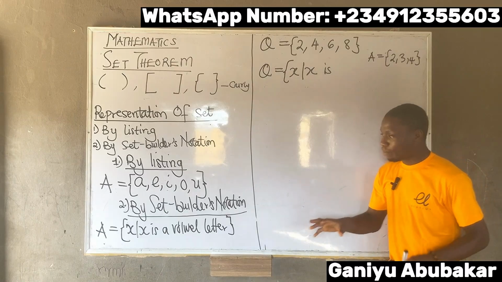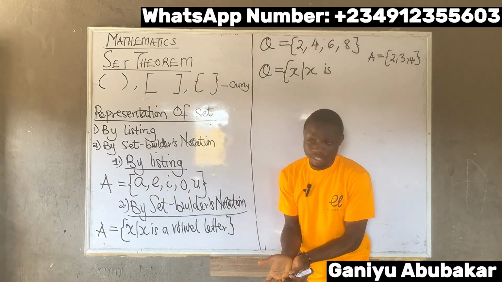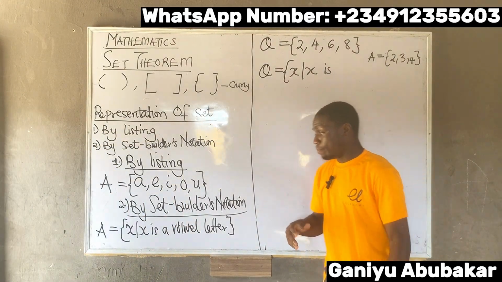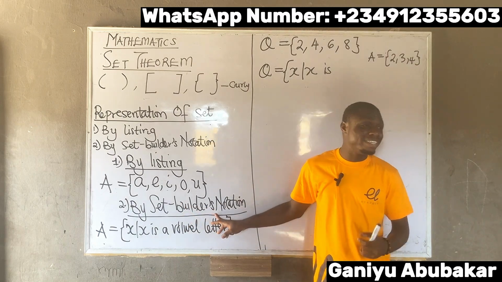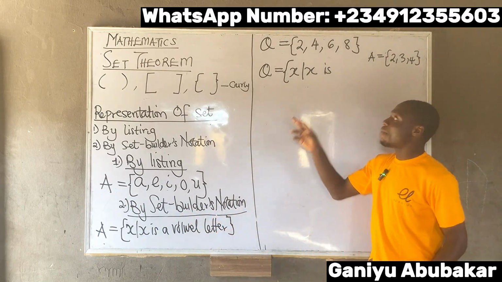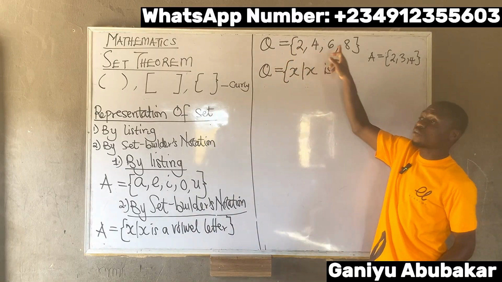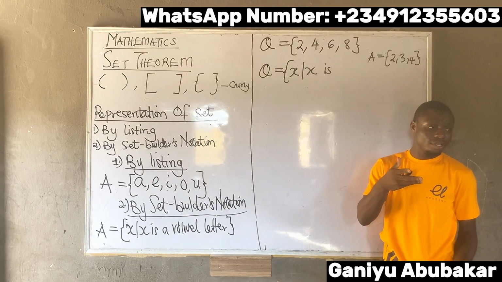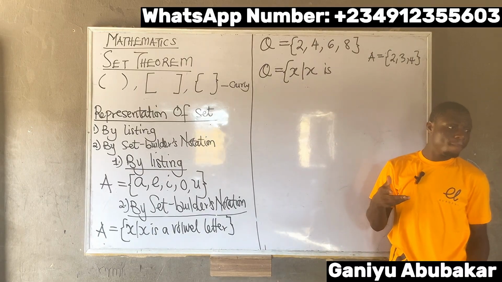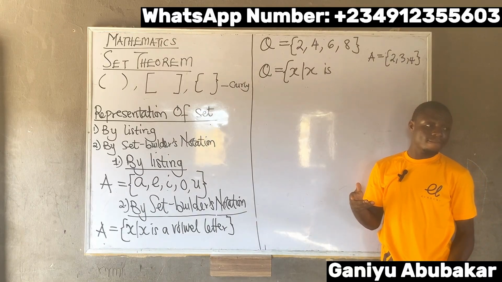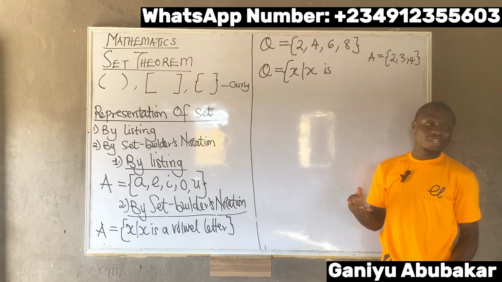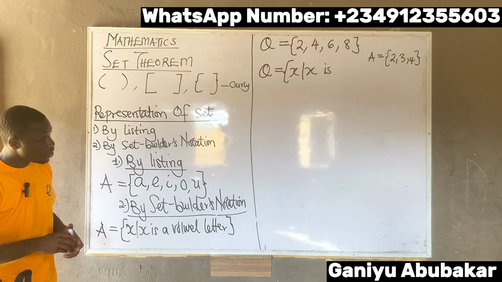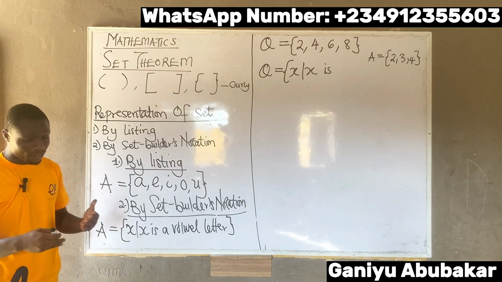Hold on. By set builder, you are describing it. I'm giving you a set Q equal to 2, 4, 6, 8. Now, if you are describing this, what will it be? Some of you have gotten it right.